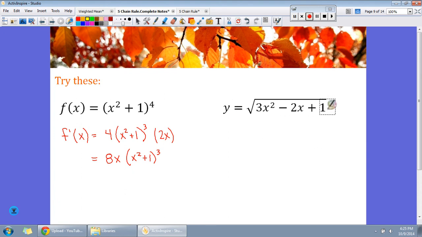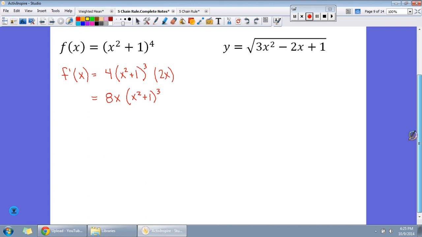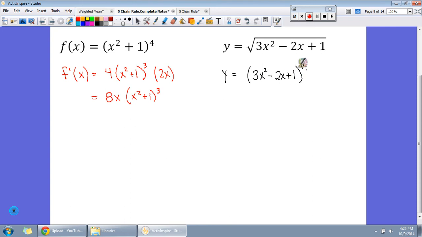For the second function, it's much easier if you rewrite this so it's y equals everything inside of the square root raised to the 1/2 power. So our dy dx is going to be 1/2 because we bring the exponent down in front, everything that's inside the parentheses, and then we're subtracting 1 from the exponent. Then you have to multiply by the derivative of the inside, 6x minus 2.